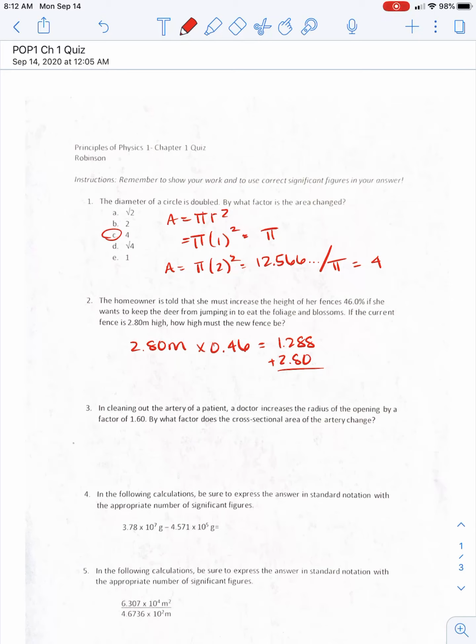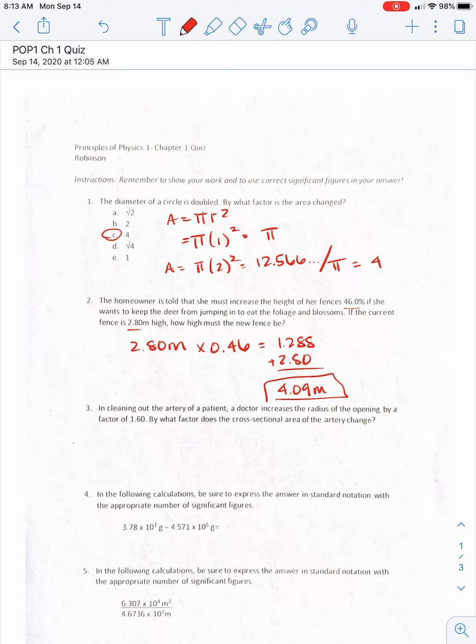So you get about 4.09 meters. I went with 4.09 just because we've got 3 significant figures in these numbers up here. So try to stay with the correct significant figures in your answer.